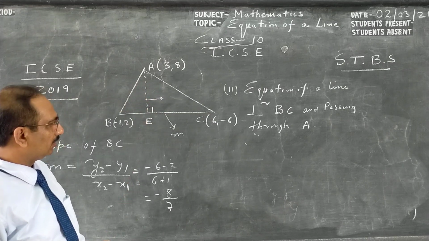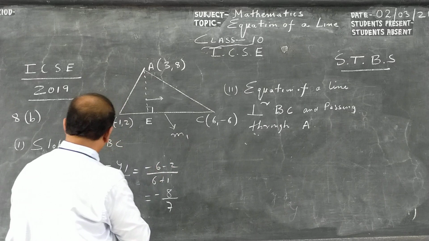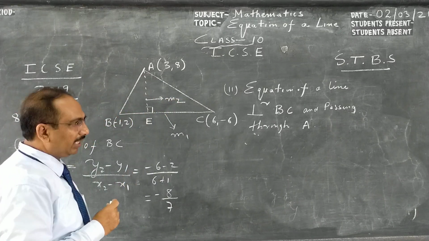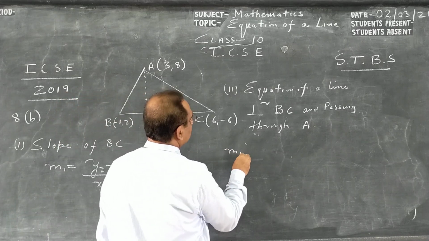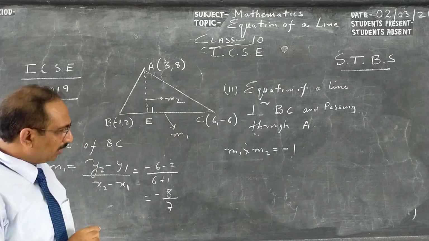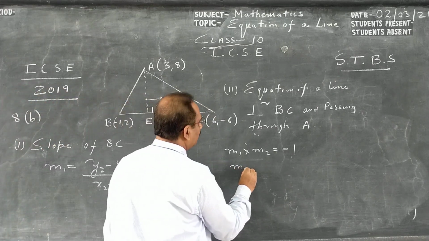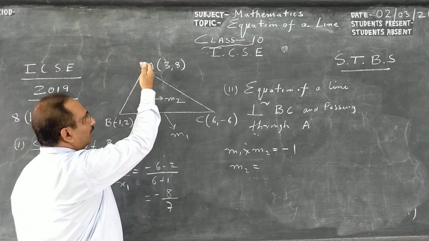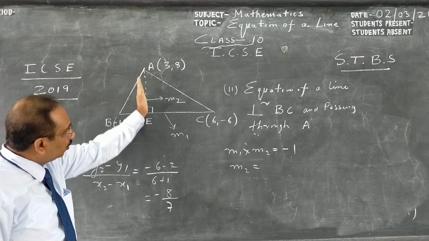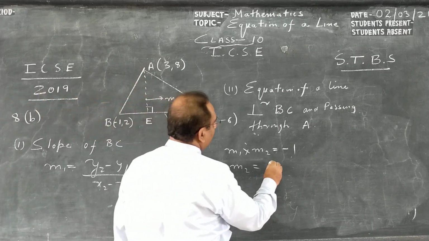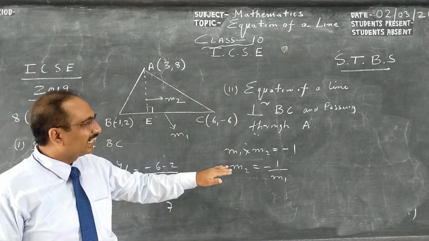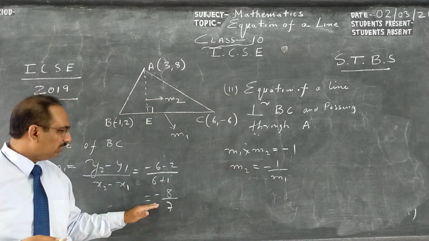So how do we get this, children? Okay, let this be m1, what I have got. Let the slope of this line be m2. The concept is that for two perpendicular lines, the product of the slopes is minus 1. Suppose I want to find m2 directly, the slope of a line which passes through A, perpendicular to BC through A. The slope of a perpendicular line is minus 1 by m1, which in short is the negative reciprocal. I can tell you orally, children.